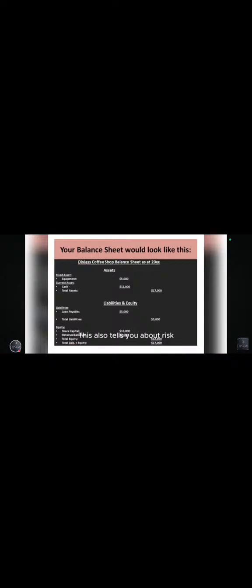This also tells you about risk. A company financed mostly by debt or liabilities is riskier because it has to make fixed payments no matter what. A company financed by equity is generally safer from a debt perspective. This concept isn't just for big business, it applies perfectly to your personal finances. Your assets are your house, car, and savings. Your liabilities are your mortgage, car loan, and credit card debt. Your assets minus your liabilities equals your personal net worth, your equity.